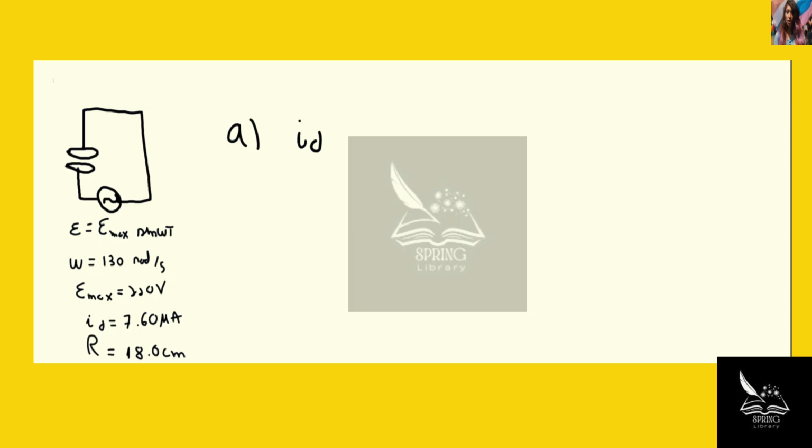So at any instant, the displacement current I_D in the gap between the plates is equal to the conduction current I in the wires. So we have I_D equals I. The maximum value will then be the maximum value of the current, I max, and this is 7.6 microamperes.